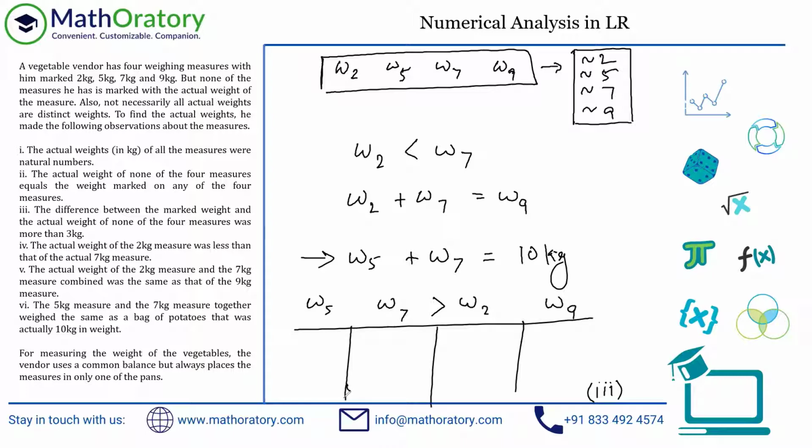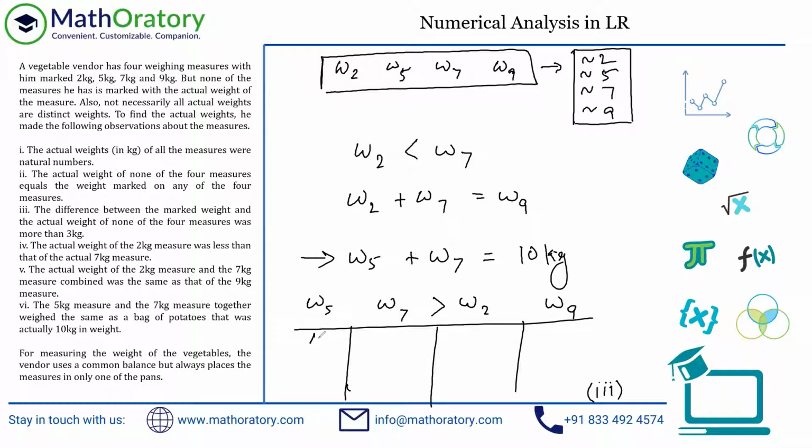So first thing, I'll start with the minimum possibility of W5. See, I cannot take W5 as 2, right? Because if you remember, earlier we took a note of it. None of these could be 2 kilo, 5 kilo, 7 kilo, or 9 kilo. So W5 cannot be 2, and it cannot be less than 2 any which way, which violates point number 3. The difference cannot be more than 3 kilos, the actual and the measure. So the lowest that W5 can go is 3. But if I take 3, these two, W5 and W7, add up to 10, right? So in that case, W7 has to be 7, which is not possible again.